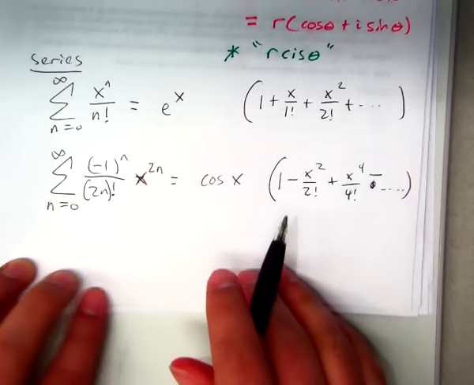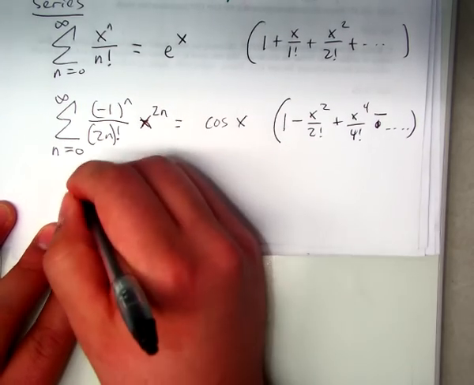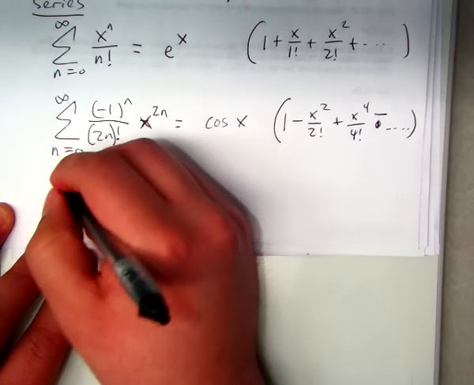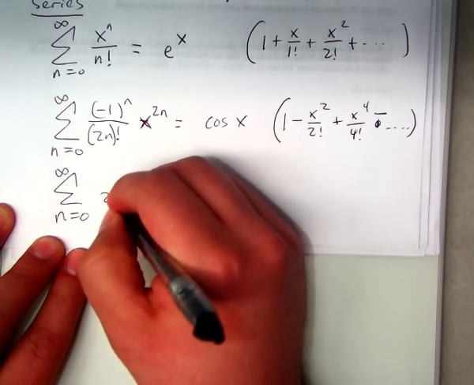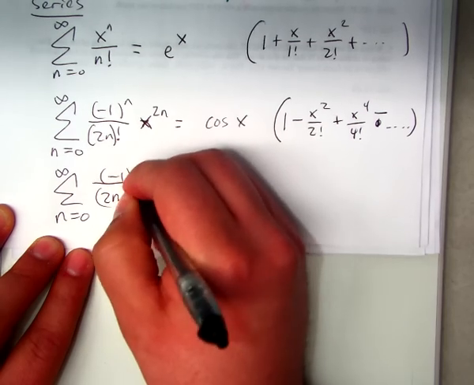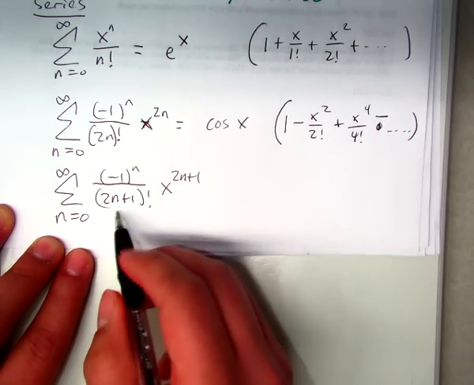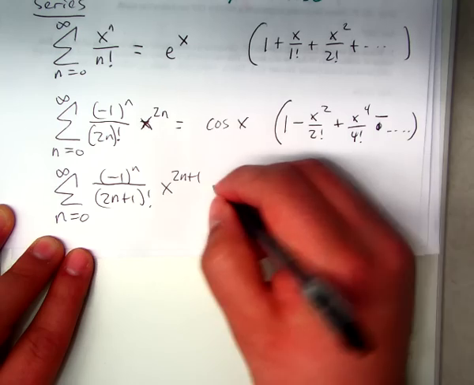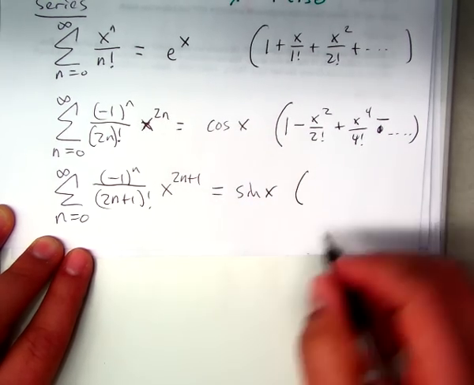Which other one do you think we're going to need? Sine. And that is the sum from n equals 0 to infinity, sorry, of negative 1 to the n, and then x to the 2n plus 1 over 2n plus 1 factorial. It doesn't really matter as long as you get odd, right? And you can start it wherever you want. This is sine x. And then this is going to be the odd terms.